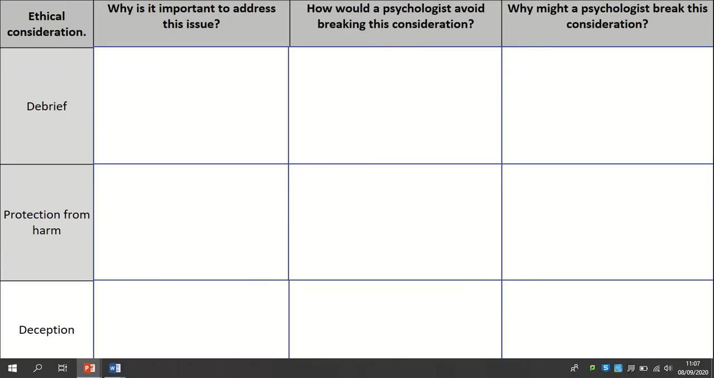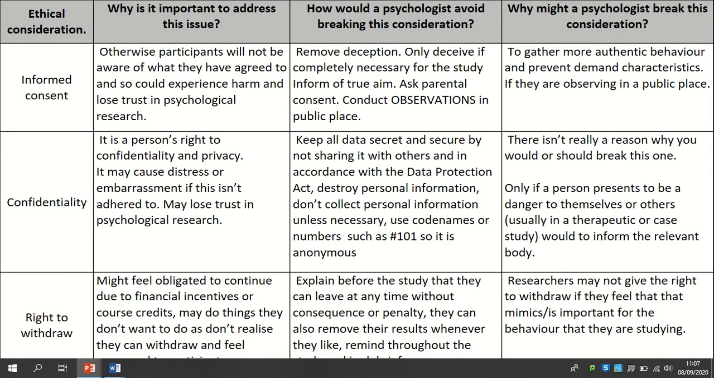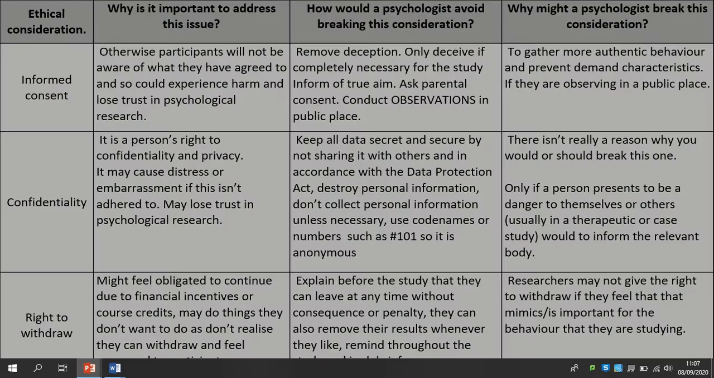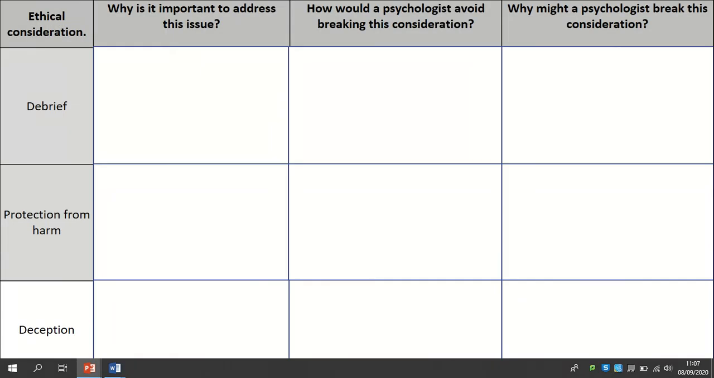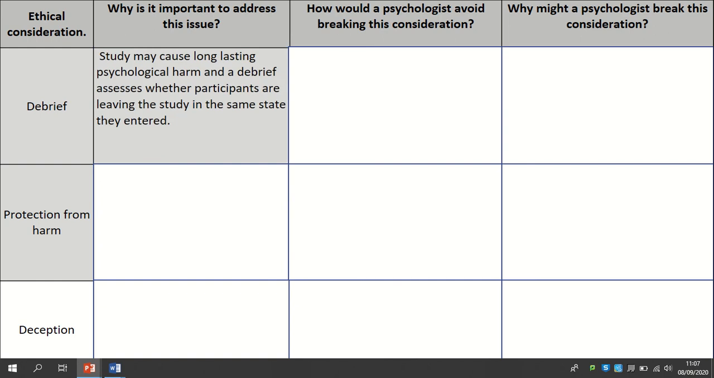Then we have the others. So again, you should have paused the video and put these notes down in your booklets. Then we have, why is it important to address the issue of debriefing? Because it may cause long-lasting psychological harm. You need to make sure that you have left the participants in the same way that they started the experiment.